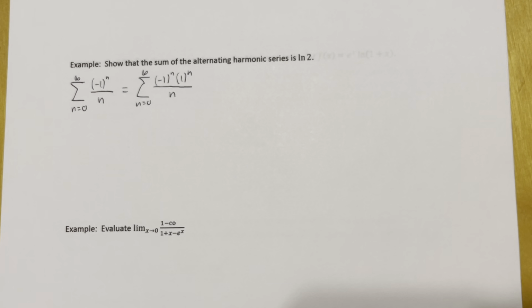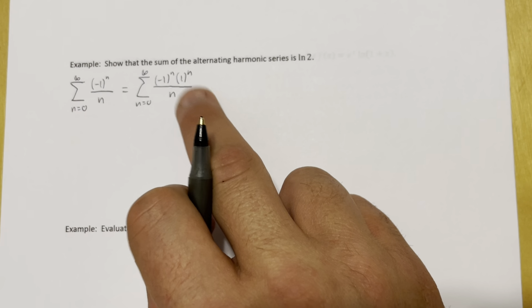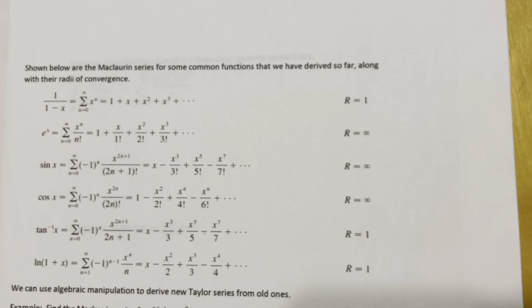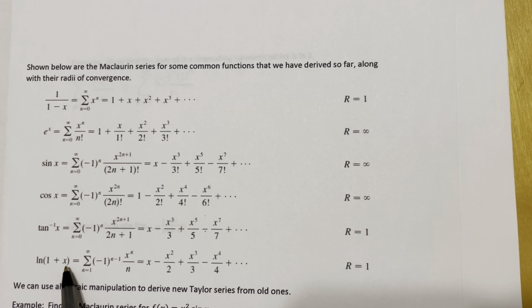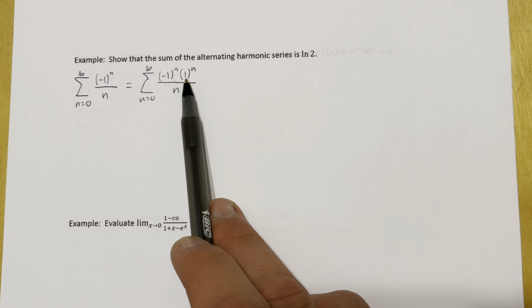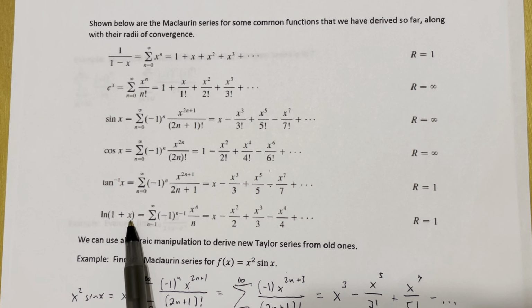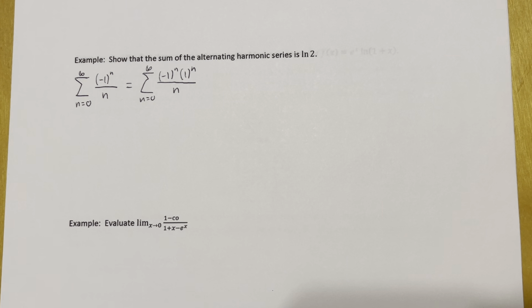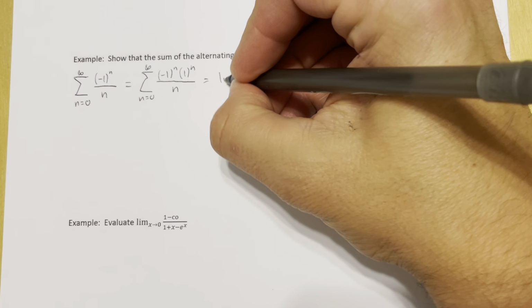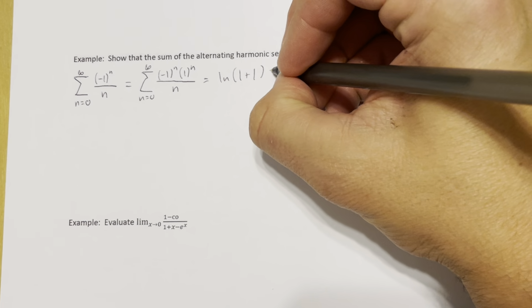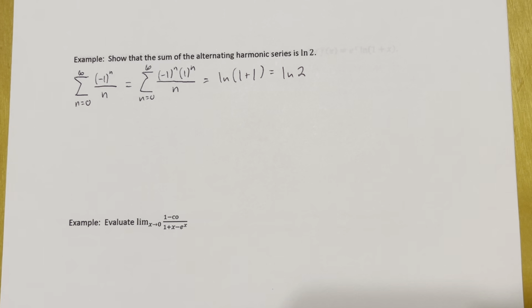But my reasoning for doing that is because I can now compare this to the Maclaurin series for the natural log of 1 plus x. Notice it's the same form, but the x here is a 1 here. So by plugging a 1 in for that x, I could alternatively just plug a 1 in for the x that this Maclaurin series is equal to, and that gives me its sum. This is equal to the natural log of 1 plus 1, or natural log of 2. Notice there was almost no work to actually do there.